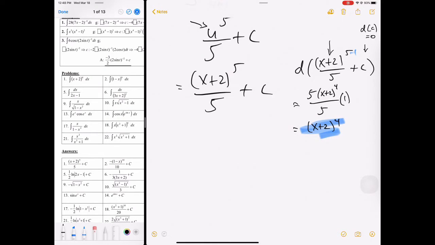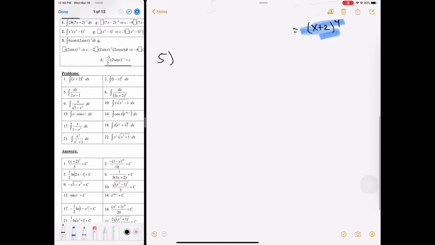Okay, let's do number 5. Number 5 goes, the integral of dx over 2x minus 1. You can also write this, if you want to look at it easier, as the integral of 1 over 2x minus 1 dx. I feel like this might be a little easier because this actually matches one of our integral rules.